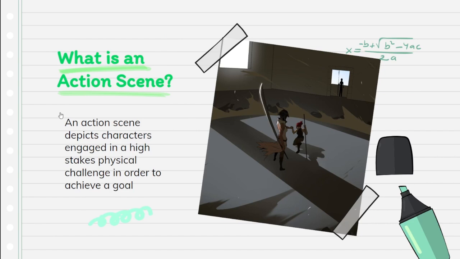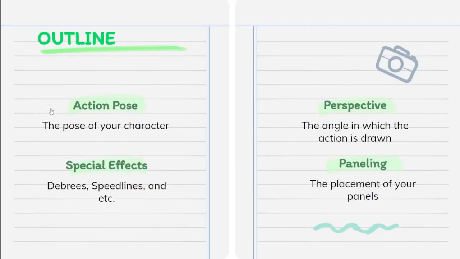So what is an action scene? An action scene depicts characters engaged in a high stakes physical challenge in order to achieve a goal. This goal can vary from a lifelong mission, like saving a princess, to a simple action, such as punching someone. And this can also vary between one panel or more. But as of now, we will be focusing on a single panel of action scene. Later, maybe we can tackle a bit more on multiple panels.